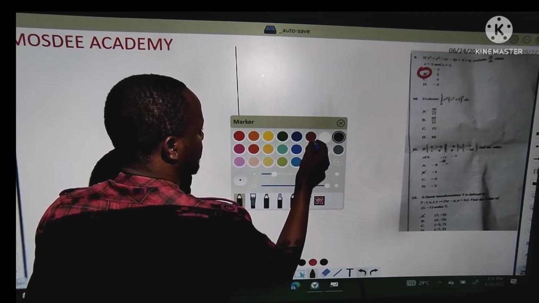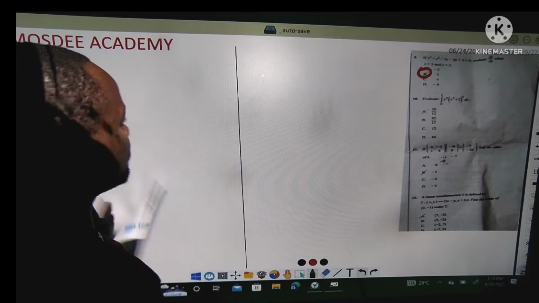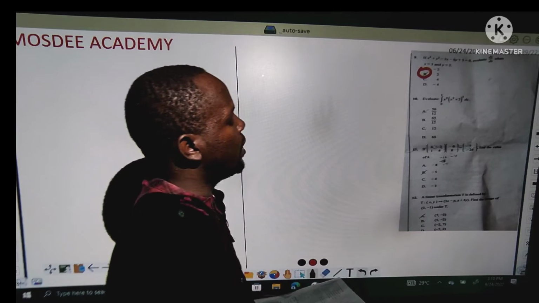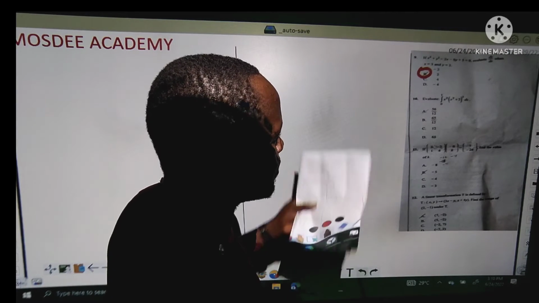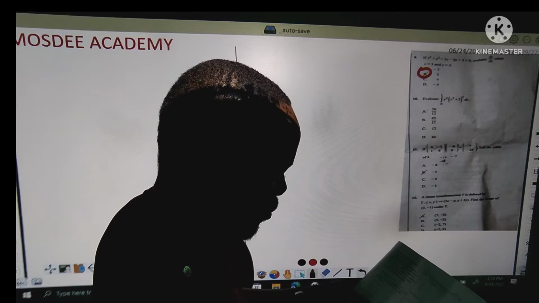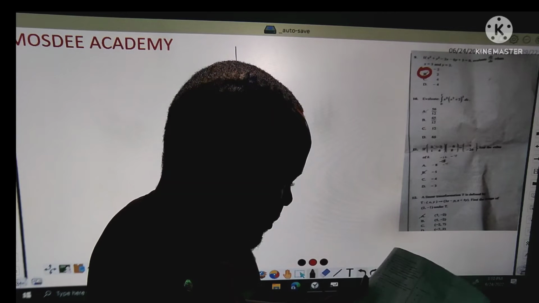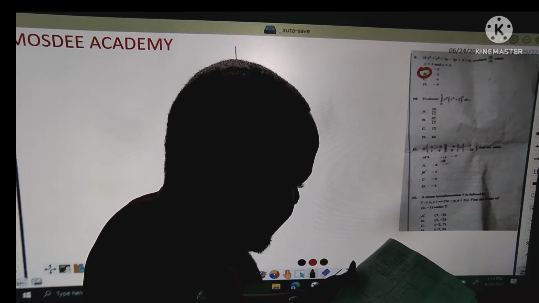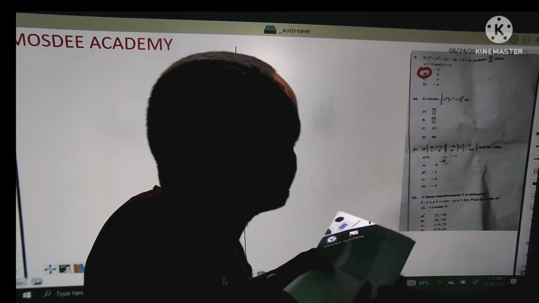Let me do it on the board. They said I'm to evaluate this definite integral. The limit is from 0 to 1. That's question 10, right? x squared times open bracket x cubed plus 2 raised to power 3.